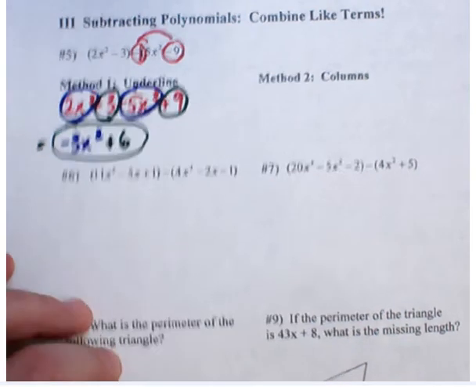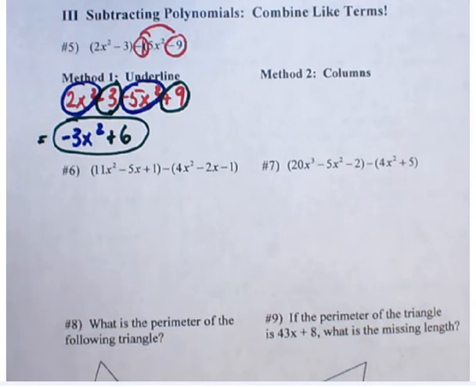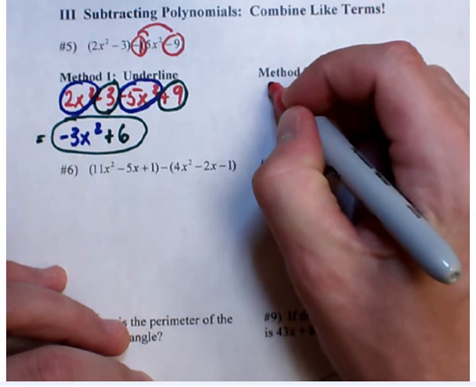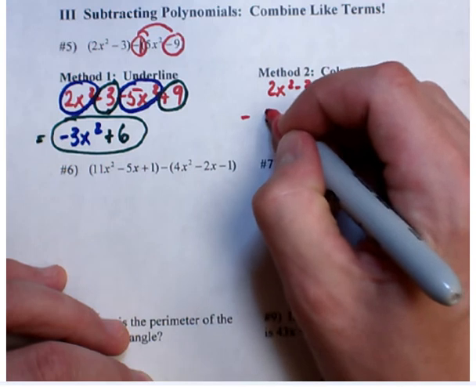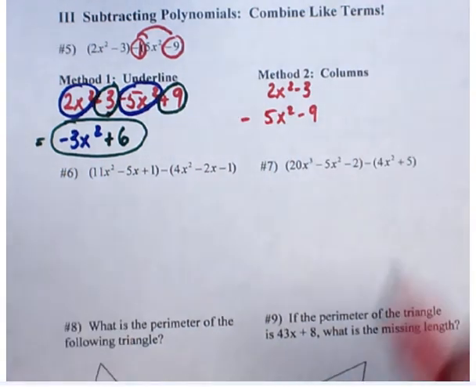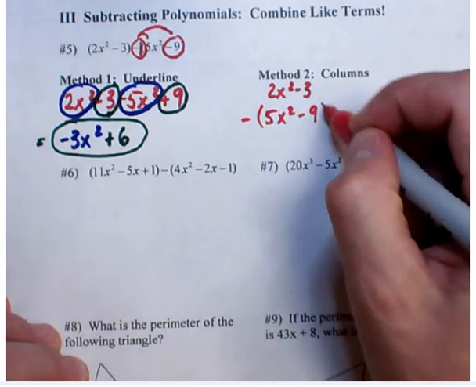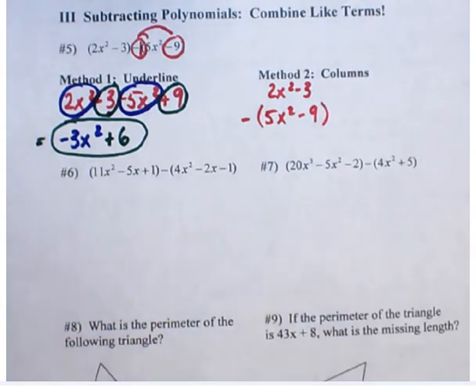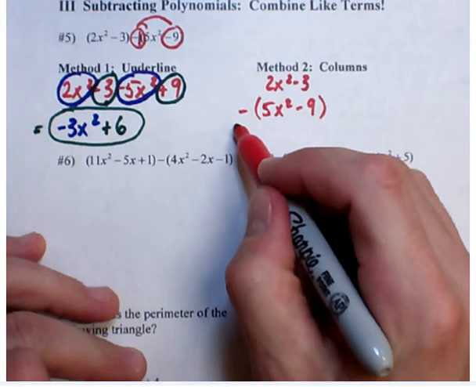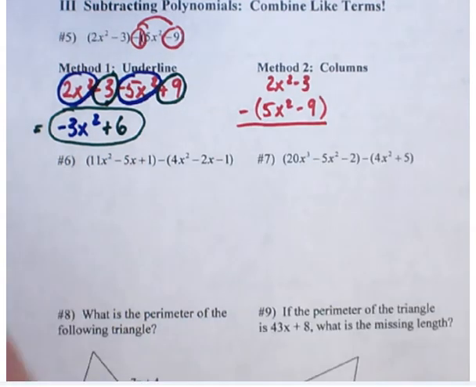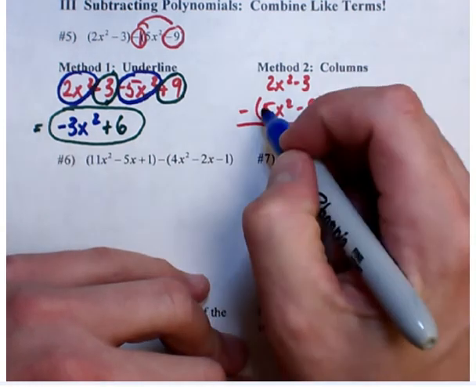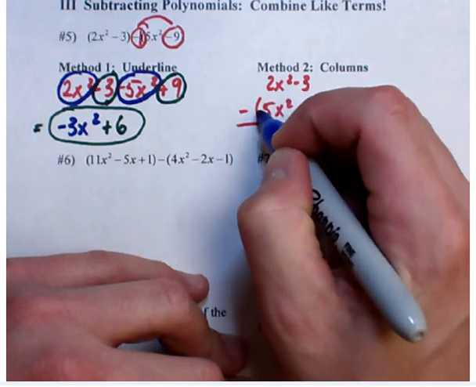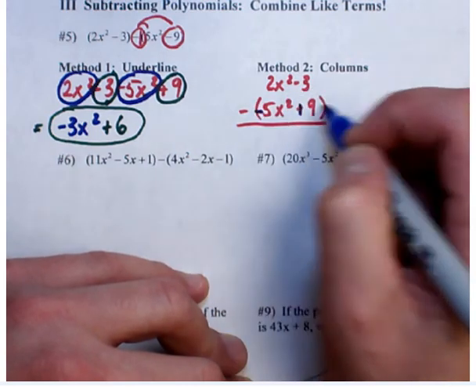We've simplified it. Now the other thing that you can do, just like with addition, is you can do this with columns. You can do 2x squared minus 3. And then this is minus, and it's 5x squared minus 9. But again, you have to be very, very careful here. Here's the way that I look at this. I'm going to distribute my minus. And when you distribute a negative, so what happens? Well, I'm going to change it. When I distribute this, this becomes a -5x squared, and this becomes a +9.